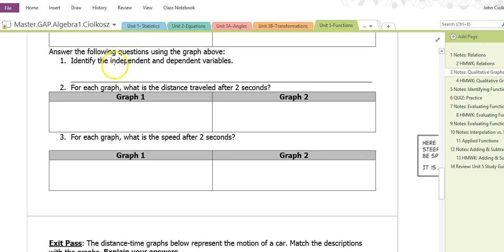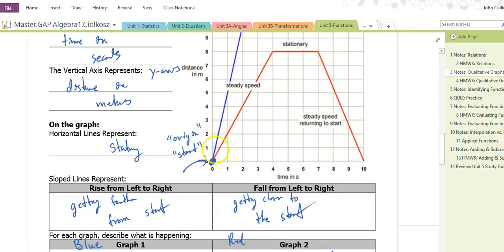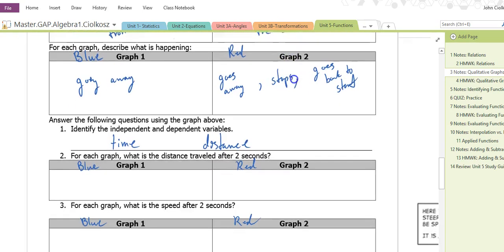Independent and dependent. Independent here, our x-axis, that's time. Dependent, our y-axis, our distance. Okay, so distance traveled after 2 seconds. Again, we'll keep the same order. Blue for graph 1, red for graph 2. So after 2 seconds, the blue traveled a distance of, let's see, 2 seconds, 10 meters. The red, a distance of 4 meters.